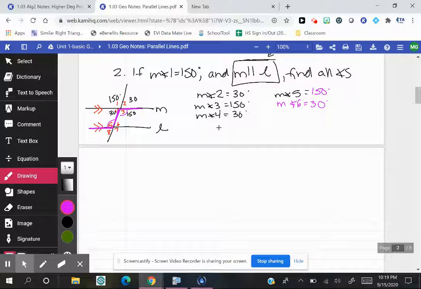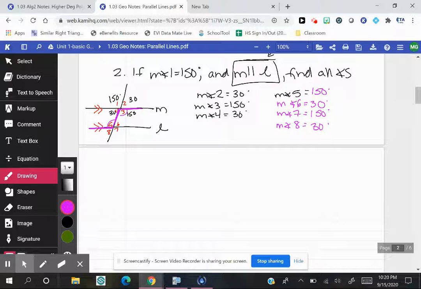You could have done alternate interior angles with angle 4 to get that it's 30. A lot of different ways. You could have done corresponding angles with angle 2 to get that it's 30. Measure of angle 7, maybe let's use corresponding. So now that I know angle 3 is 150, it's corresponding with 7. So 7 is also 150. So a lot of different ways that you could get these answers. And then measure of angle 8, you could do it as vertical angles, linear pair, alternate exterior, alternate interior, any of those.